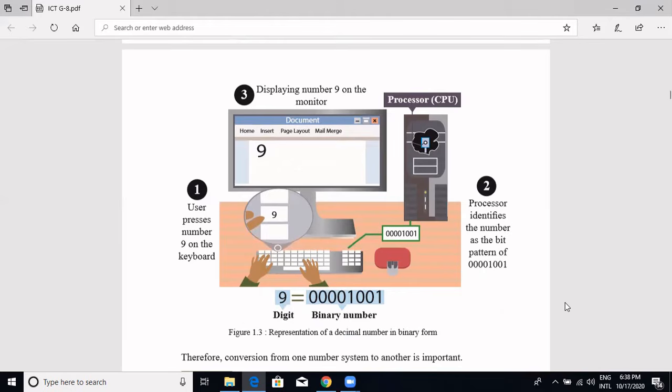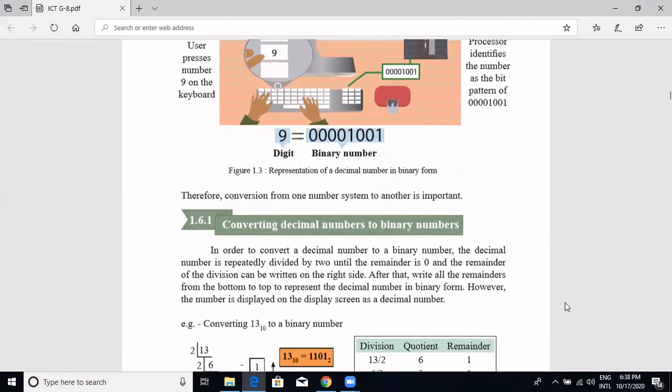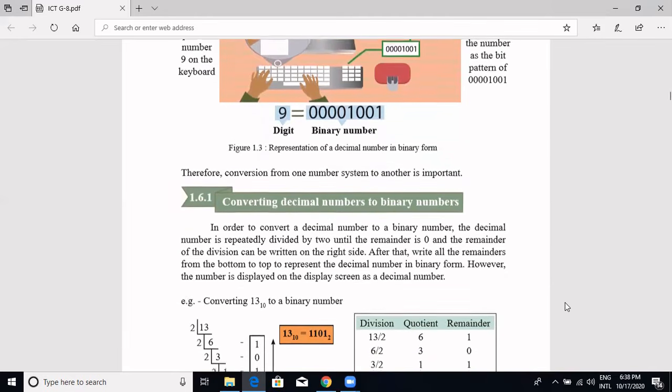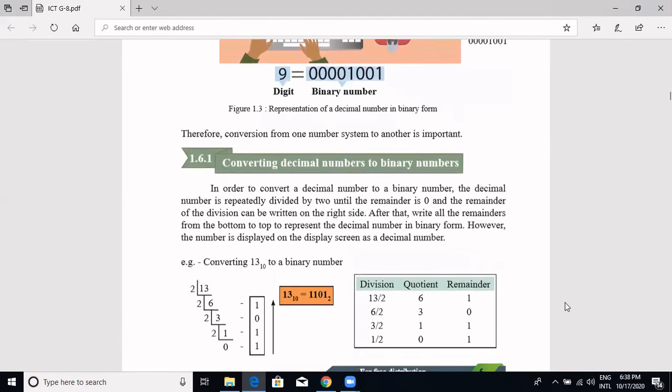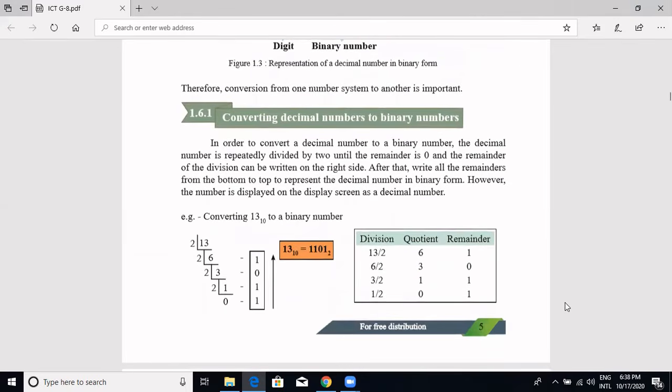In the third step, that number is displayed as number 9 on the monitor, right? So this conversion is very important, right? It's from decimal to binary, binary to decimal. So this is the critical path.